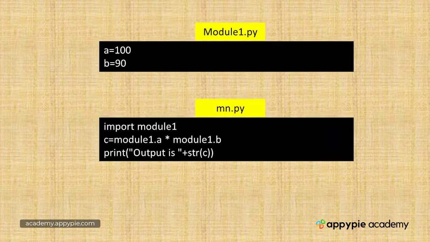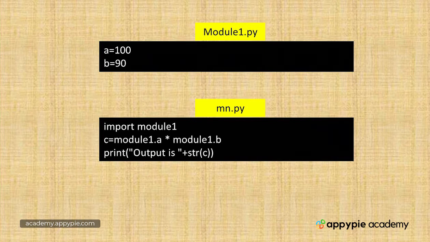Let me give you an example. Suppose I create a file with the name module1.py. Name could be anything, but the extension should be .py. Here it's a simple example. Here I have declared two variables, a and b. a has been initialized with 100, b has been initialized with 90.